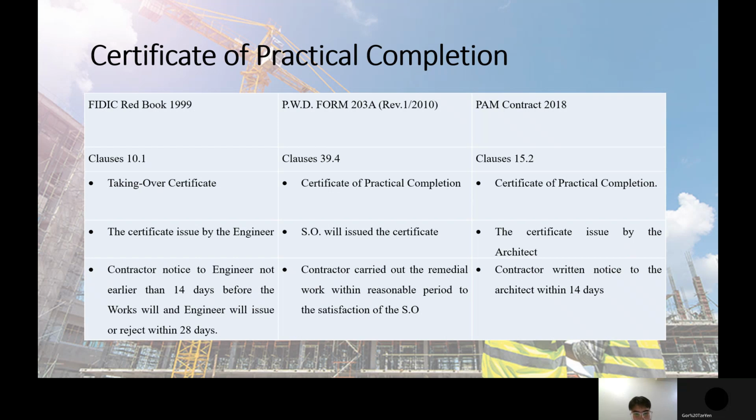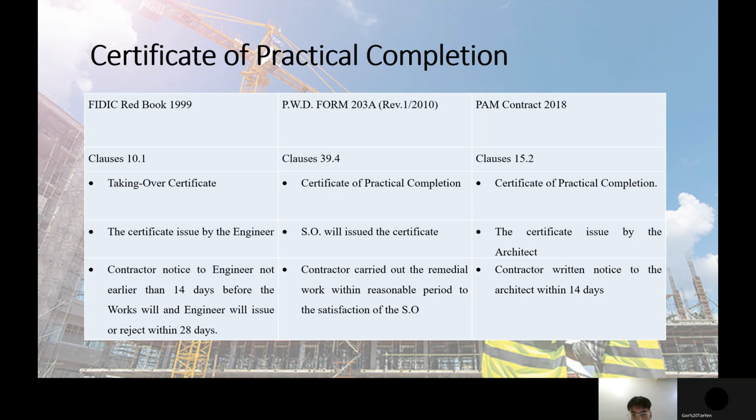Second is PWD Form 203A. It uses clause 39.4 and the certificate of practical completion. The SO will issue the certificate. The contractor will carry out the remedial work within a reasonable period to the satisfaction of the SO.